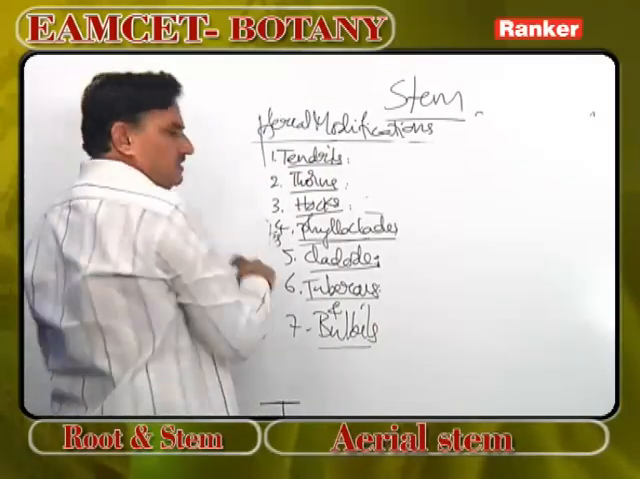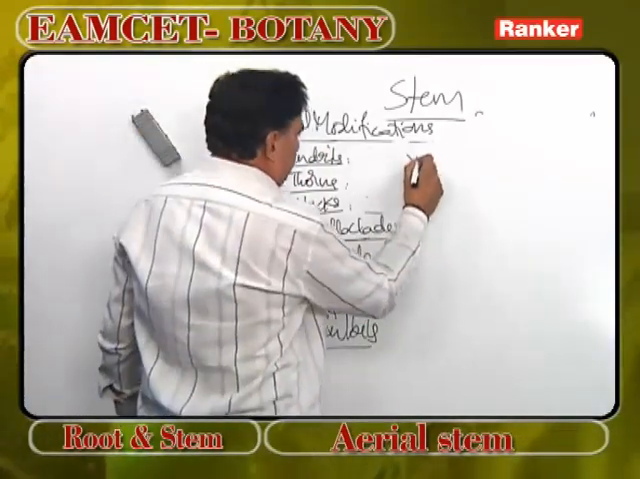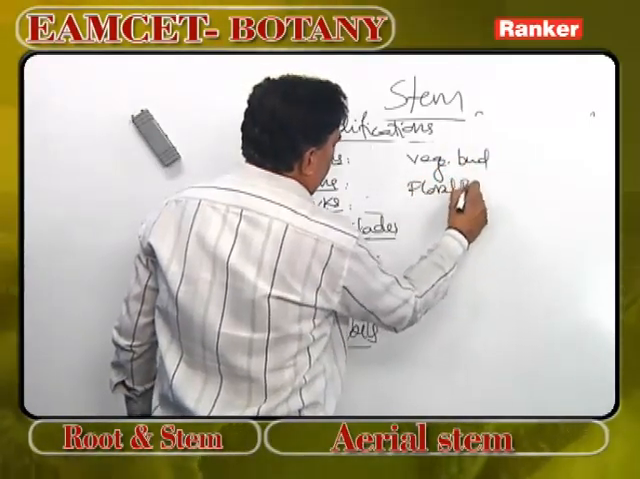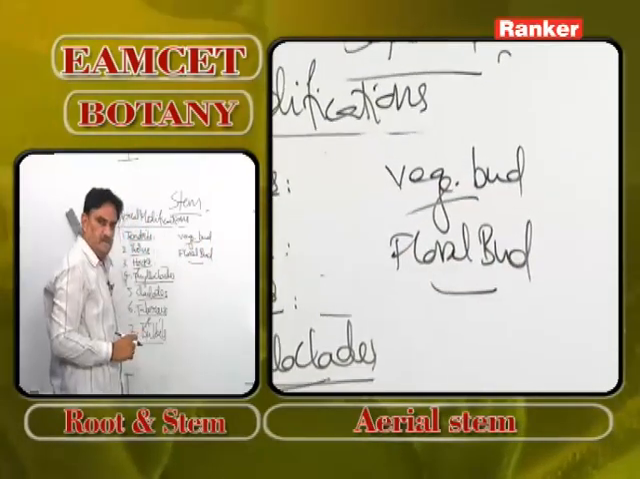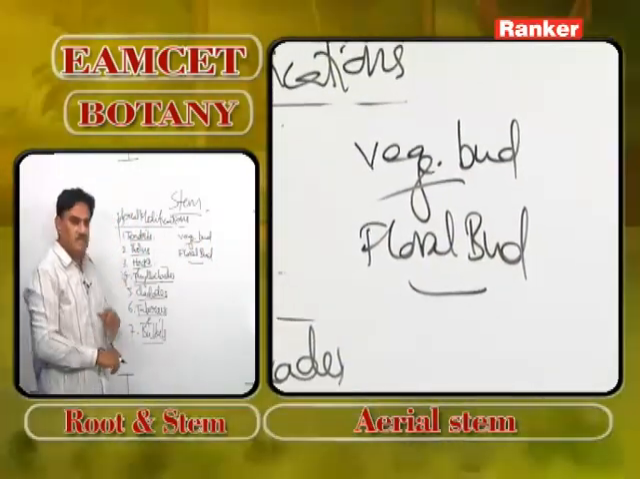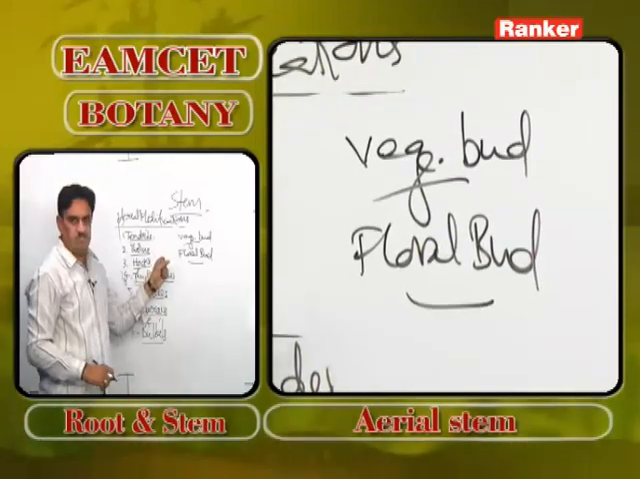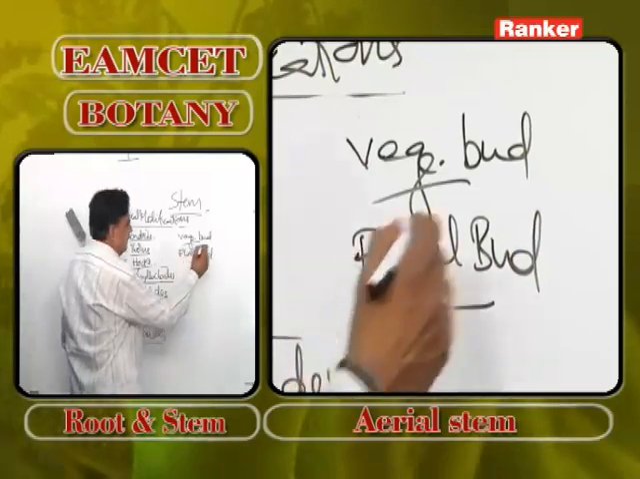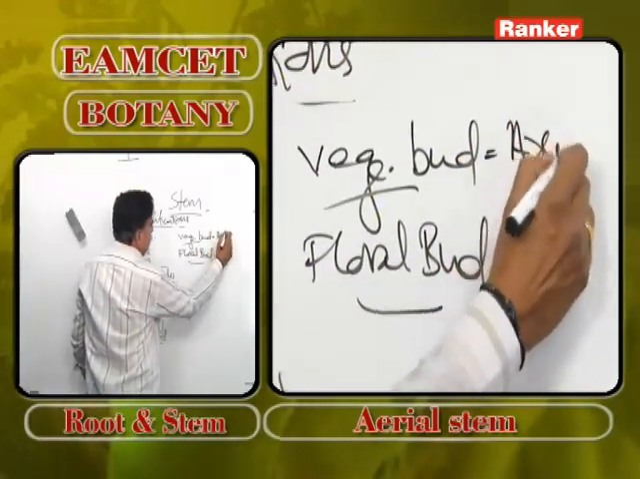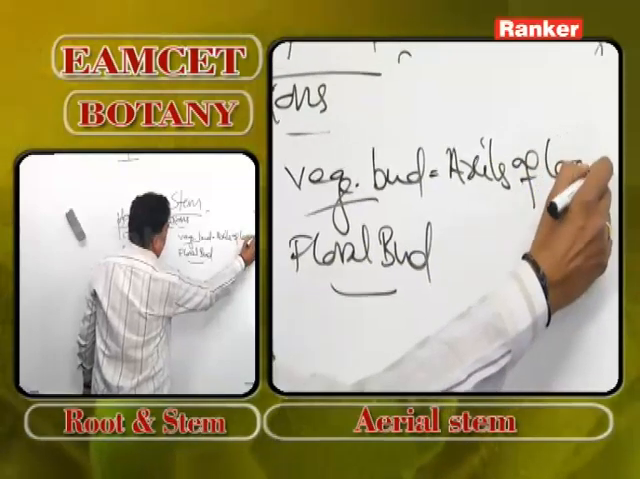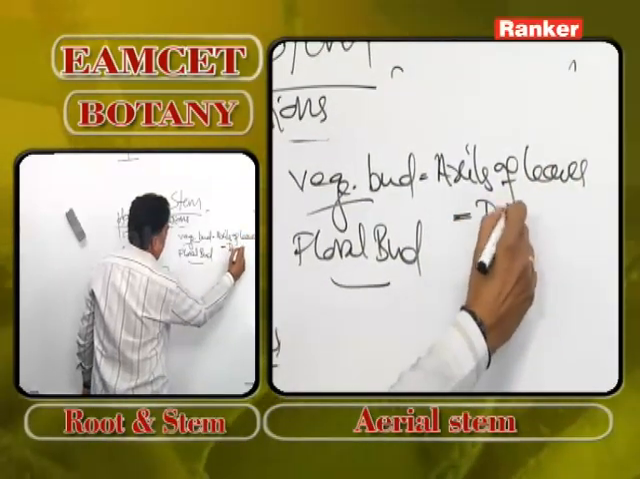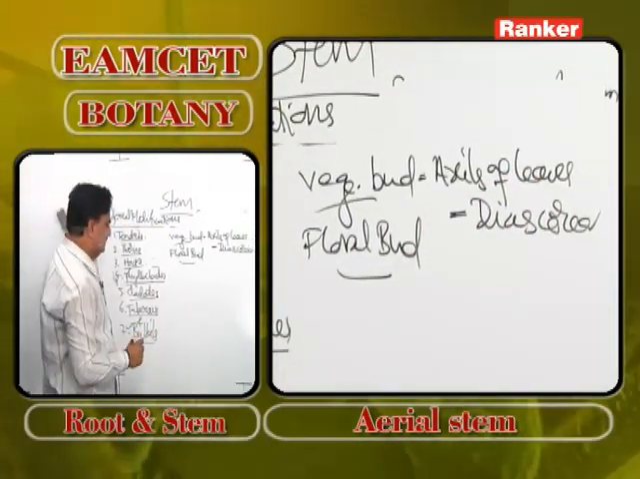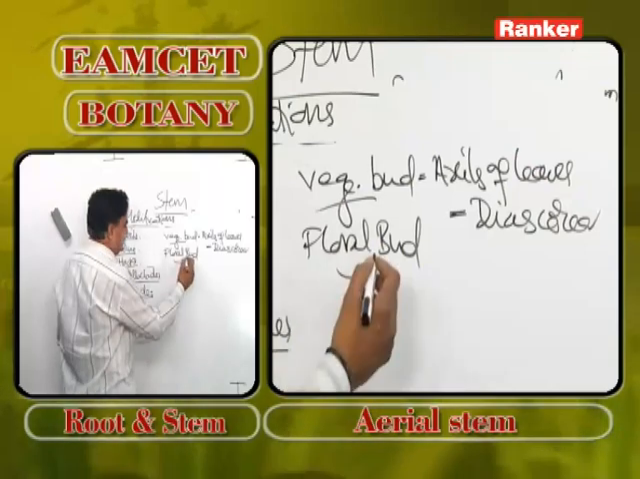Now, coming to the last structure, bulbils. Either a vegetative bud or a floral bud, suppose it becomes a short condensed branch which not only stores food material but also helps in vegetative propagation, then it is called a bulbil. A vegetative bud in the axils of the leaves becomes a bulbil in Dioscorea.